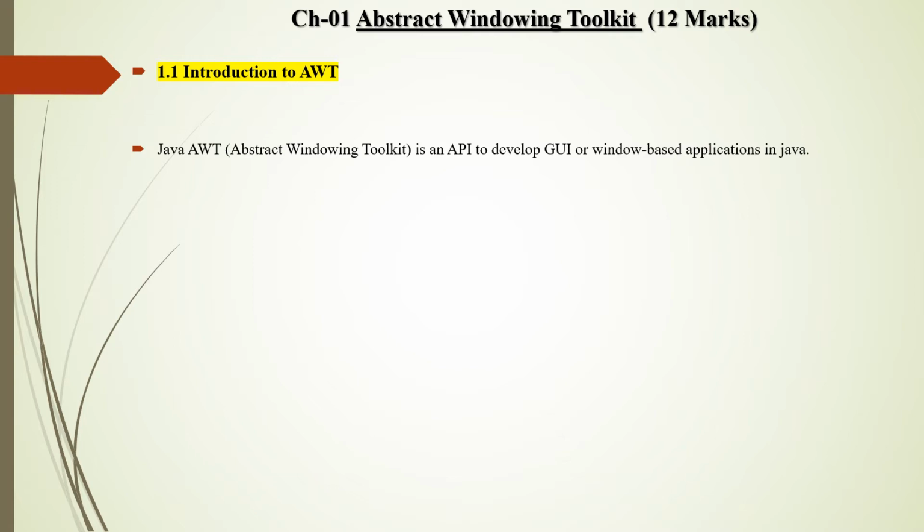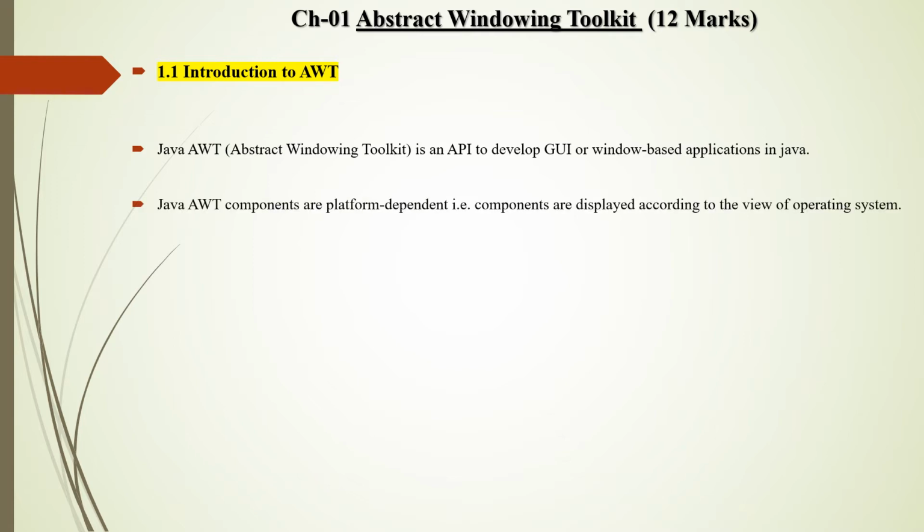these AWT components. Then Java AWT components are platform dependent, that is components are displayed according to view of operating system. Means in different operating system, the component are displayed according to the operating systems. So hence it is platform dependent component. Next point is AWT is heavyweight. That means simple, AWT components are heavyweight. That is components use the resources of operating system.